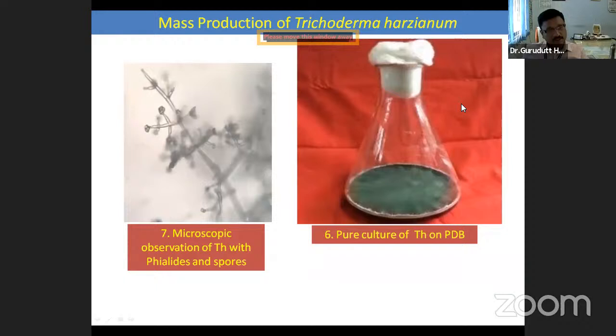And then we have to have a very pure culture of this Trichoderma harzianum on potato dextrose broth. This is a very pure culture of Trichoderma harzianum, which we are mass multiplying in our institute for research purposes and for farmers' purposes.